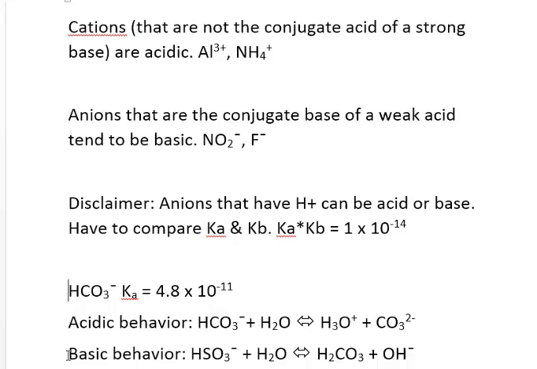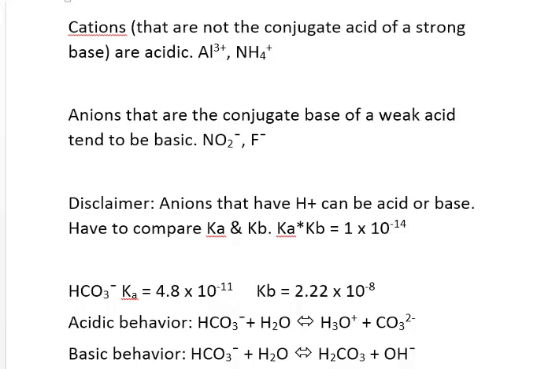Another anion that has an acidic proton is bicarbonate. Sorry about that, I realized there was a little typo here and I wanted to correct that. So let's look at bicarbonate. It has an acidic proton, and if it acts as an acid, it's going to donate a proton to water to form hydronium and carbonate. The Ka for this equilibrium is 4.8 times 10 to the minus 11.